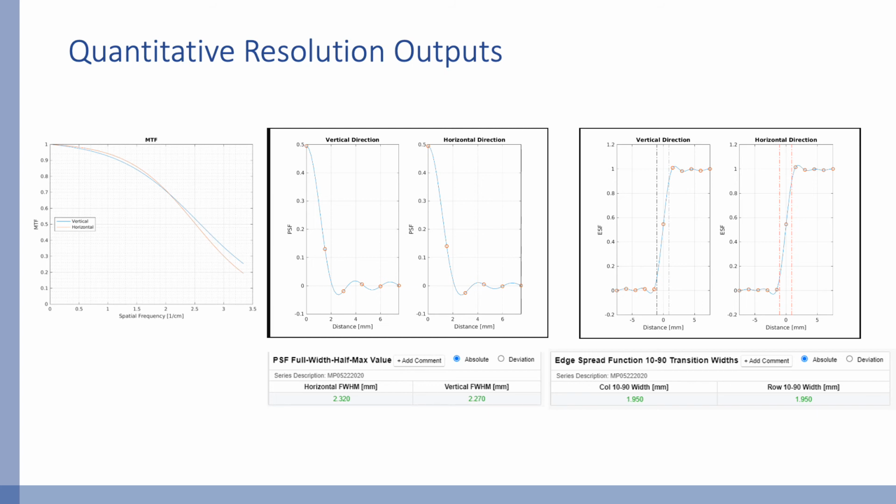Perhaps the most appropriate measure of resolution is the edge spread function, which tells you what the image of an ideal step edge would actually look like. The characteristic 10 to 90% transition width of this edge is a highly pertinent measure of resolution that can be used to qualify a pulse sequence or to track performance.